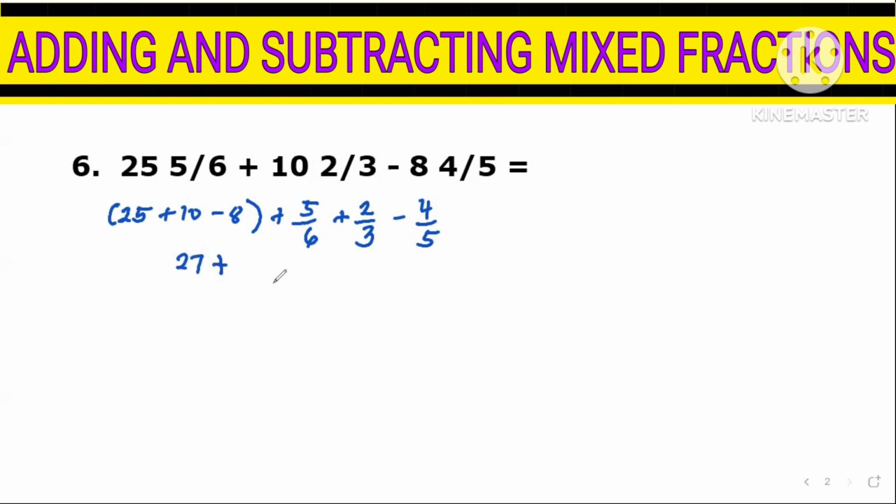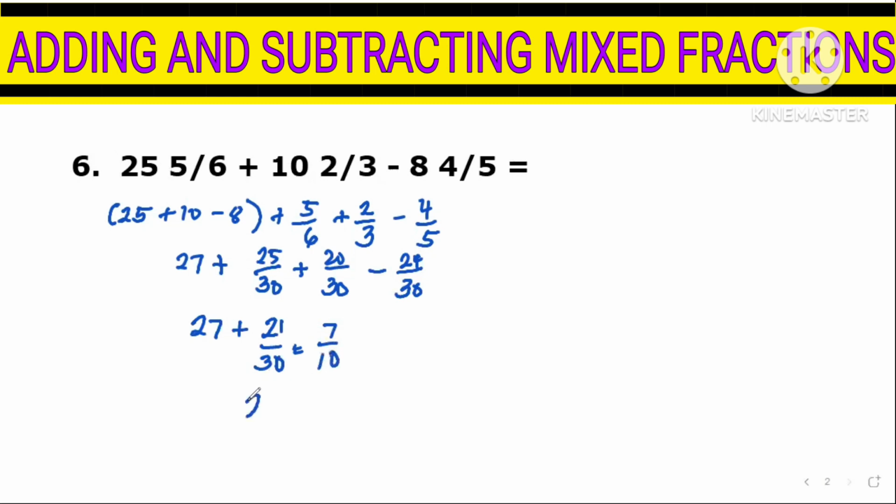Now adding the fraction parts and renaming the fractions by using the LCD as denominator. Our LCD here is 30. So 5/6 becomes 25 over 30. 2/3 becomes 20 over 30, and 4/5 becomes 24 over 30. So combining the fraction parts, we have 25 plus 20 is 45, minus 24 is 21 over 30. But 21 over 30 can still be reduced to lowest terms. We can divide both by 3. We have 7 over 10.